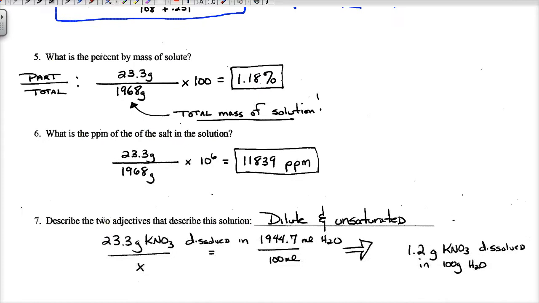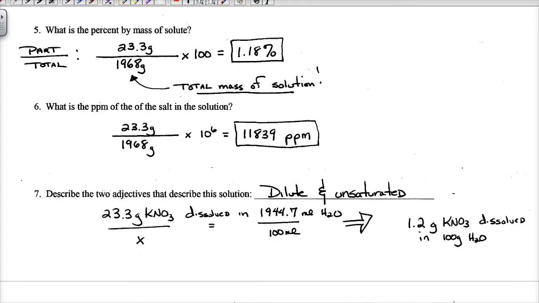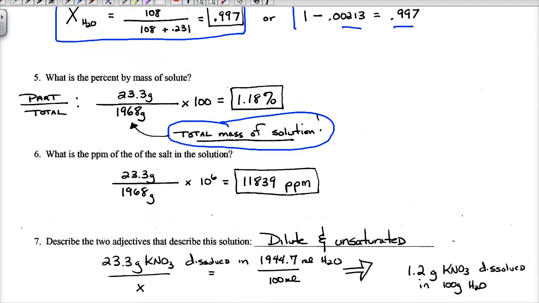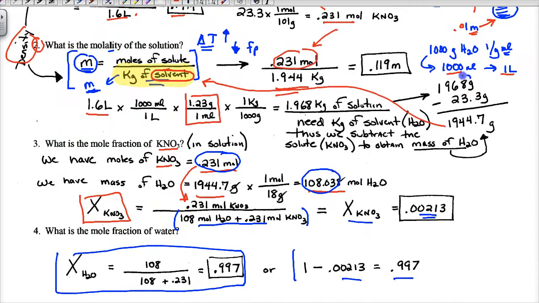What's the percent by mass of a solute? Percent by mass is part over total times 100. But this is the total mass of the solution if you're doing a percentage or a fraction. So I needed the total mass of my solution. We got this by using the total volume. Going through density, we found the total mass.